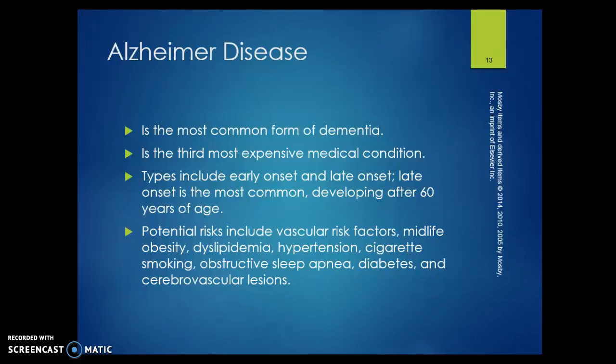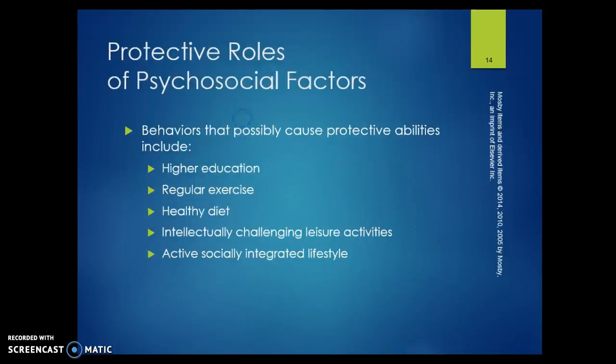So potential risk factors for Alzheimer's include vascular risk factors, midlife obesity, dyslipidemia, hypertension, cigarette smoking, sleep apnea, diabetes, and cerebral vascular lesions. So that could be something from a TIA originally, but they will find all these lesions in the brains of patients with Alzheimer's after they've passed.